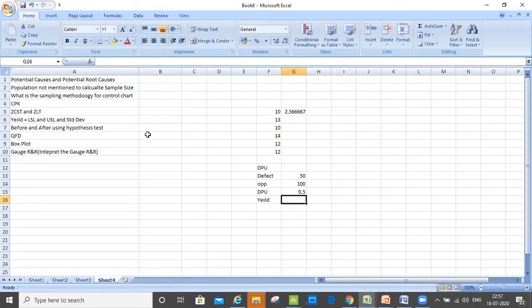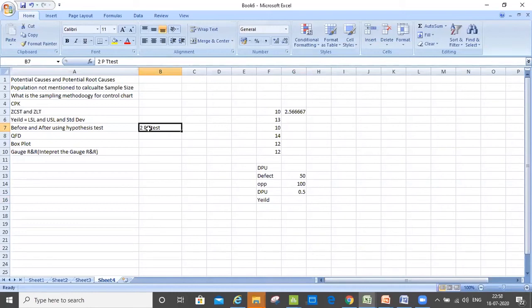Yeah, I'll do that. Before and after using hypothesis test, it is not the test of equal variance, it is the 2P test, the 2 proportion test. Test of equal variance is to check if there is any significant difference between the variance of 2 or more than 2 subgroups. So there's a difference between test of equal variance and 2 proportion test.